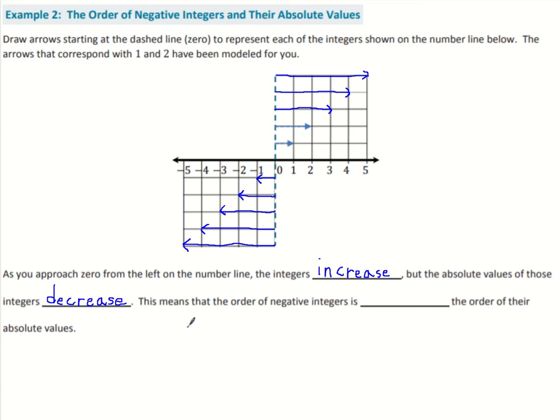The absolute value of those integers decreases. This means that the order of our negative integers is going to be the opposite. It's the opposite of the order of their absolute values.